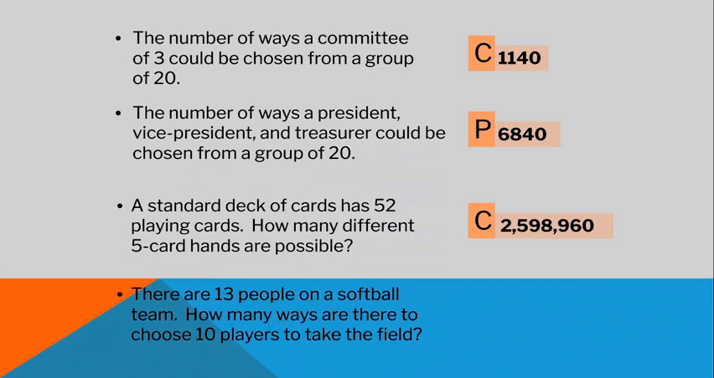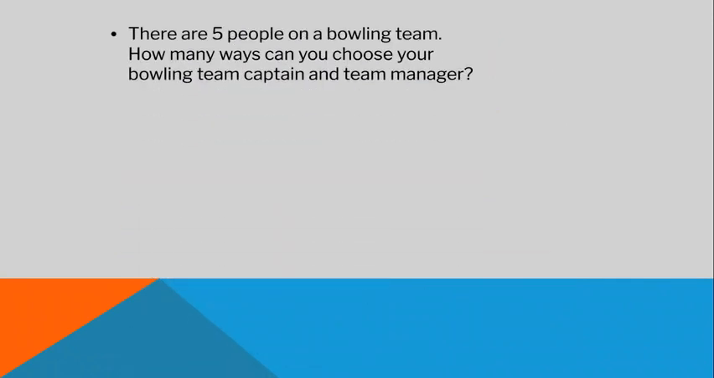If there are 13 people on a softball team, how many ways can we choose 10 players to take the field? Does order matter? It doesn't say, so we're going to go with a combination. 13C10. There are 5 people on a bowling team. How many ways can you choose your captain and manager? Does order matter? Yes. 5P2.